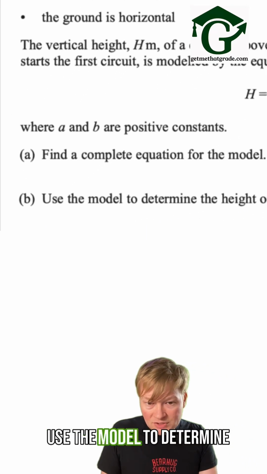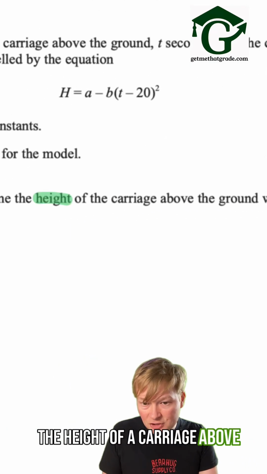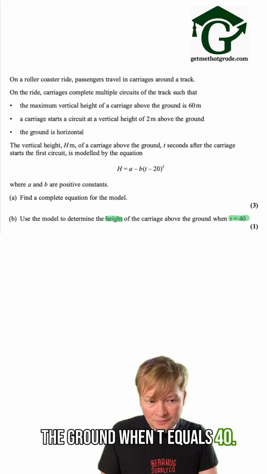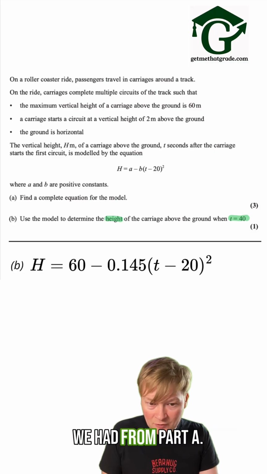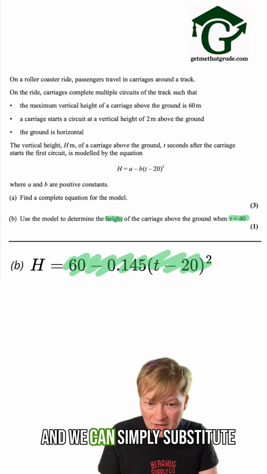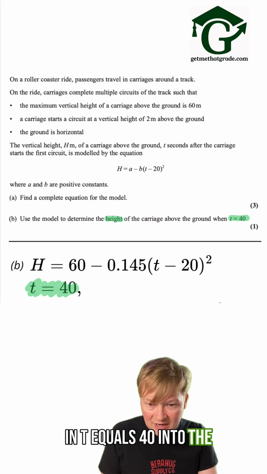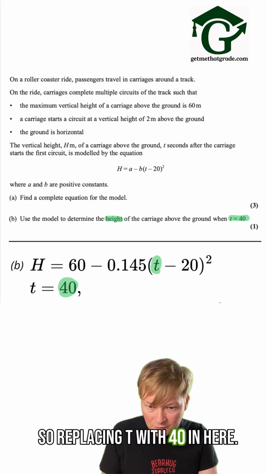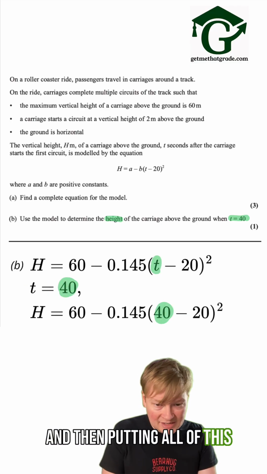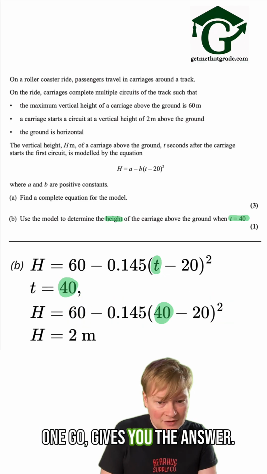Part B. Use the model to determine the height of a carriage above the ground when t equals 40. So we take the equation that we had from part A, and we can simply substitute in t equals 40 into the equation. So replacing t with 40 in here, and then putting all of this into your calculator all in one go, gives you the answer h equals 2.